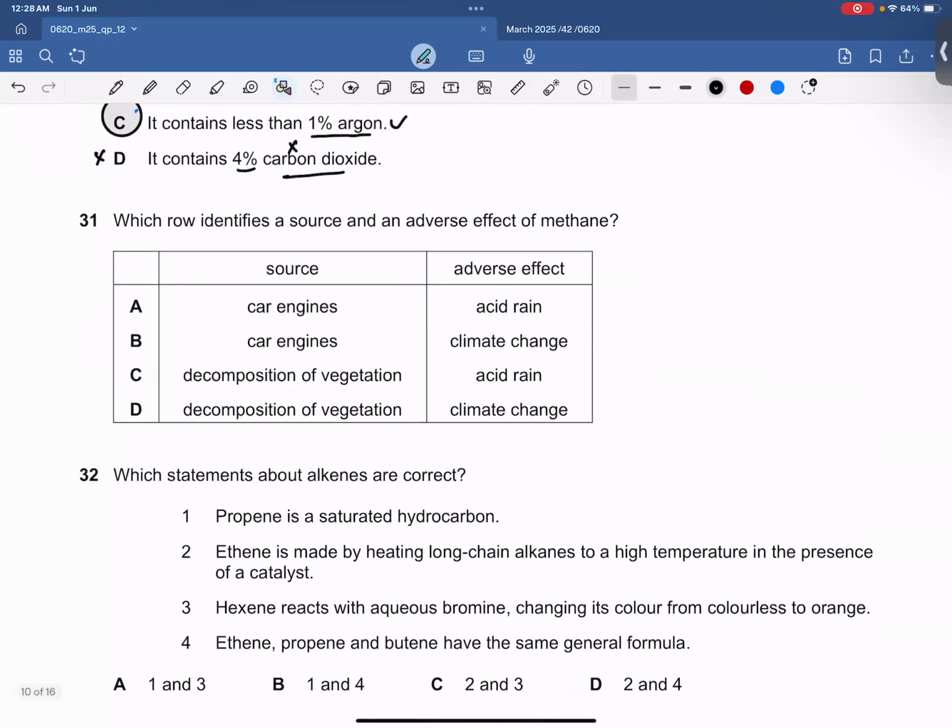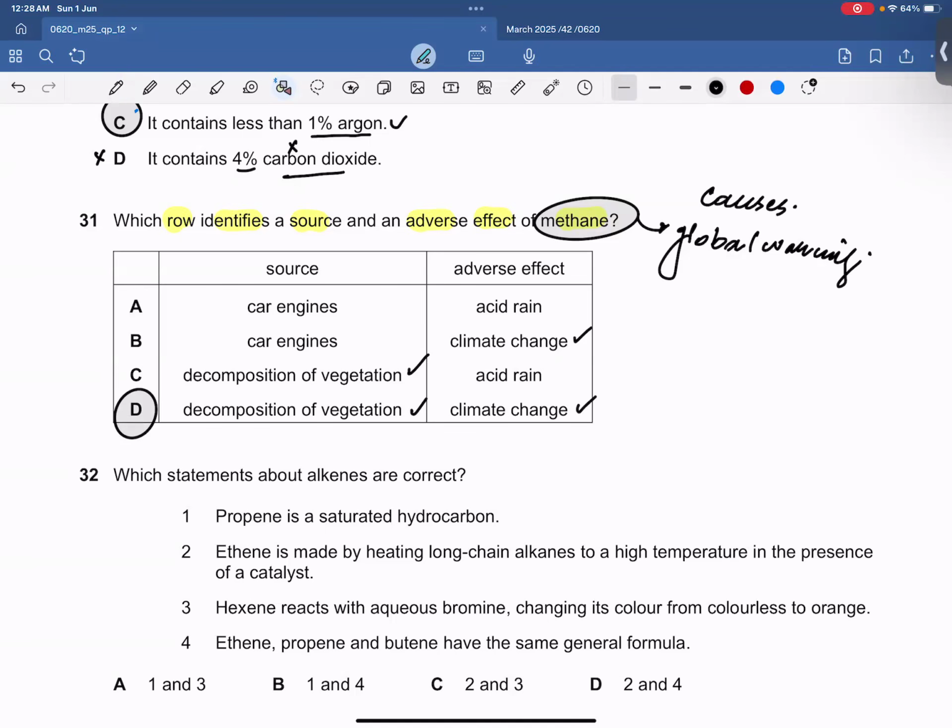Which row identifies a source or an adverse effect of methane? Methane causes global warming. And that changes the climate, right? Source: methane is obtained through decomposition of vegetation. We have discussed this in the atmosphere and pollution chapter, right? So D is going to be the right answer. By the way, methane is never obtained from a car engine. Never, ever.